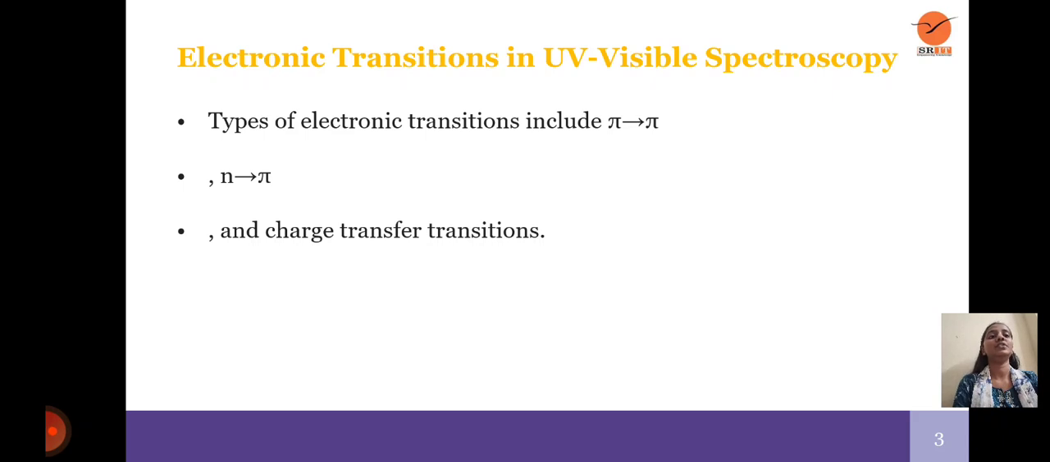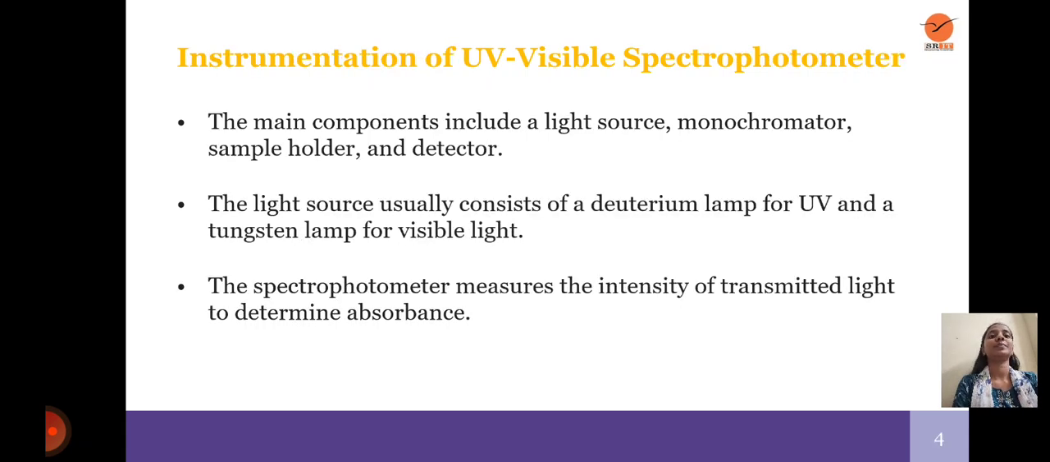Electronic transitions in UV visible spectroscopy. Types of electronic transitions include pi to pi star electronic transitions, n to pi star electronic transitions, and charge transfer transitions.